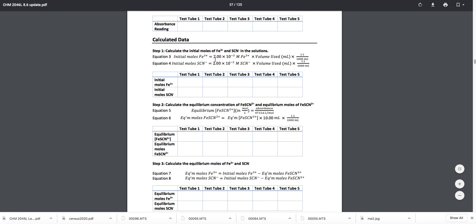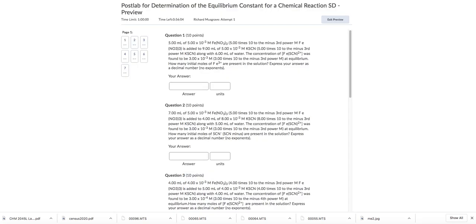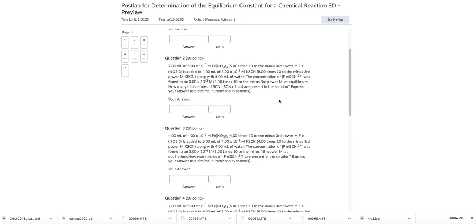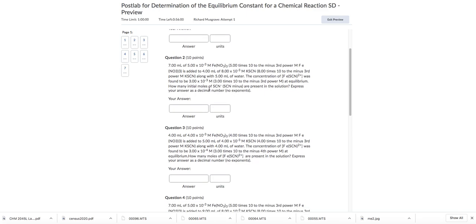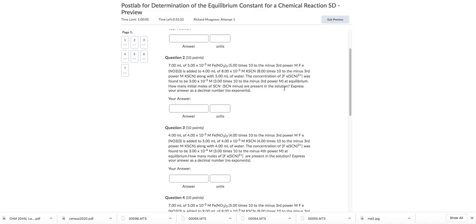So you'll just input the concentration you're given in the problem, the volume used, but that volume will be divided by 1,000 because we're going to convert that into litres. That'll give us the moles of Fe3+. We do something similar here. We're looking for the initial moles of SCN-, and you can see again there's the equation for that, obviously putting in the new concentration here.